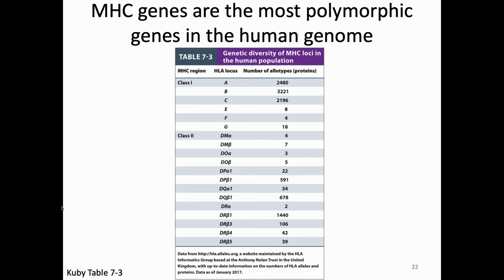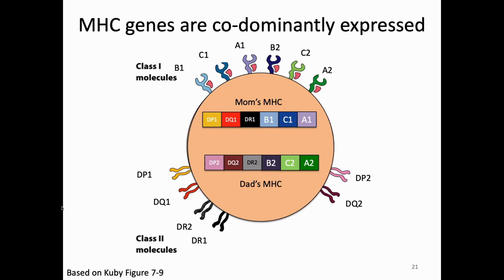So 5 years ago, there were 3,221 known versions of HLA-B in the human population, and that number has certainly increased. And 2,480 HLA-As, and so you can see that the numbers of alleles of these are huge. And so what that means is that we will really have a situation that looks like this.